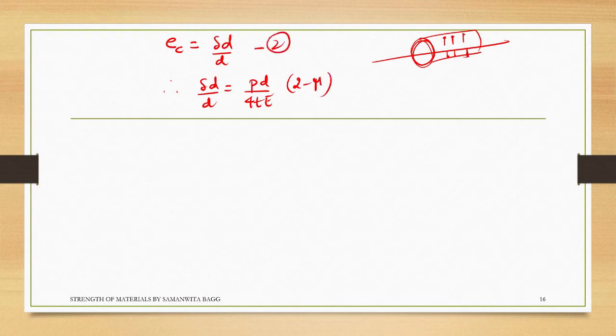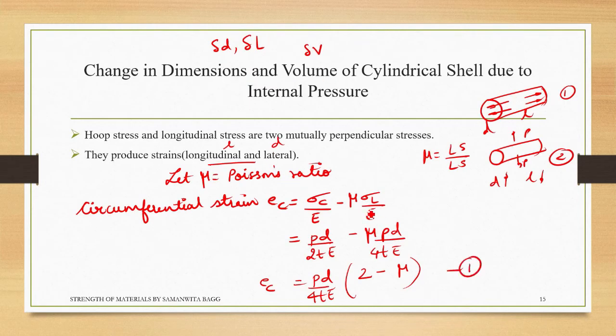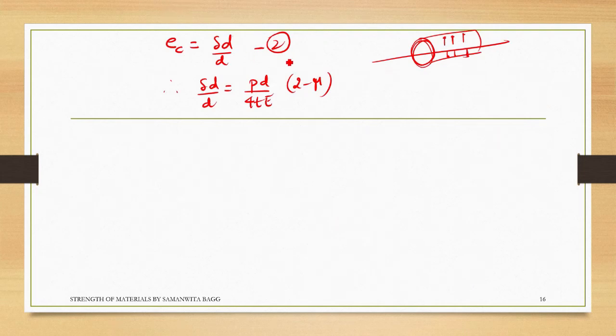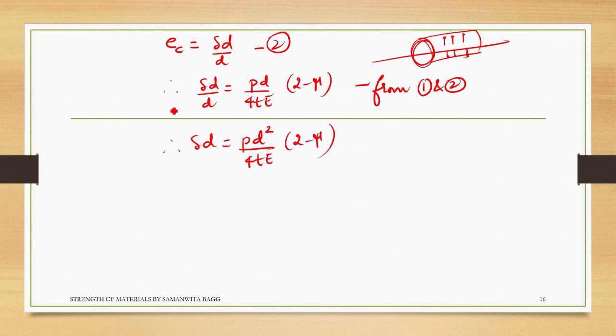Let's say this is equation 2 and this is equation 1. From 1 and 2 I can write this formula. Therefore delta D is going to be Pd square upon 4tE into (2 minus mu). This is the formula for change in diameter for a thin cylinder.